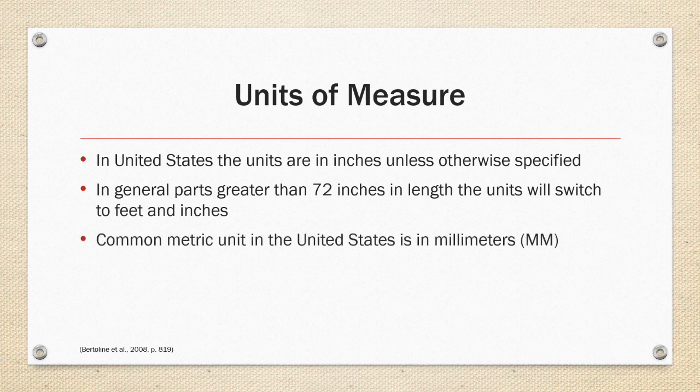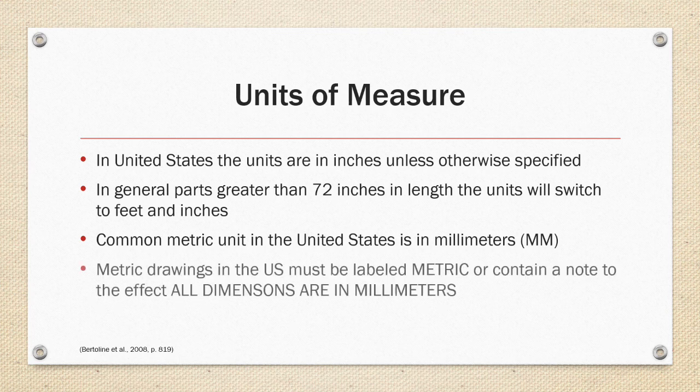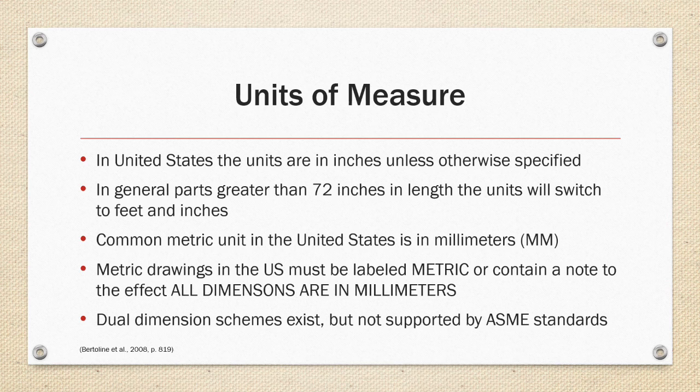The most common metric unit used on technical drawings in the United States is millimeters, abbreviated as mm. Metric drawings in the US must be labeled metric or contain a note to the effect all dimensions are in millimeters. And dual dimension schemes are used by some companies where both inch and millimeter units are displayed on dimensions, but this is not supported by ASME standards as of today.